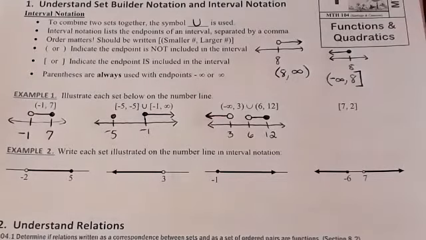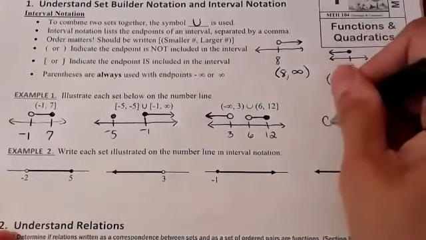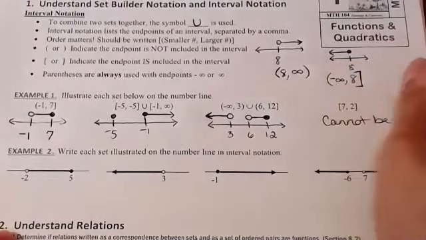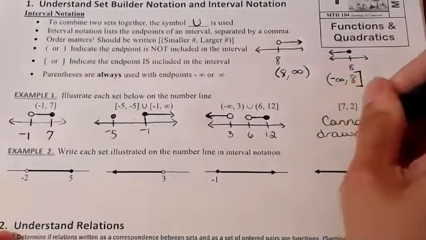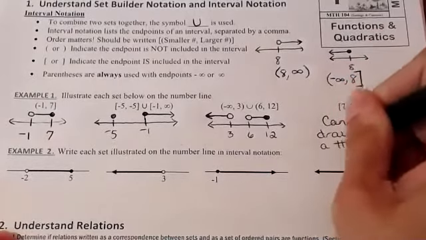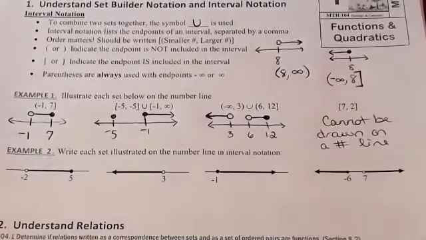And then lastly, notice the fourth example, [7, 2]. This is not in the correct order. So unfortunately, we cannot illustrate this on a number line. It cannot be drawn on a number line because it's backwards. It's written incorrectly. So we cannot draw this on a number line. Recall that your number line literally goes from smallest number to greatest number. So 7 to 2 makes no sense at all. So we cannot illustrate that.